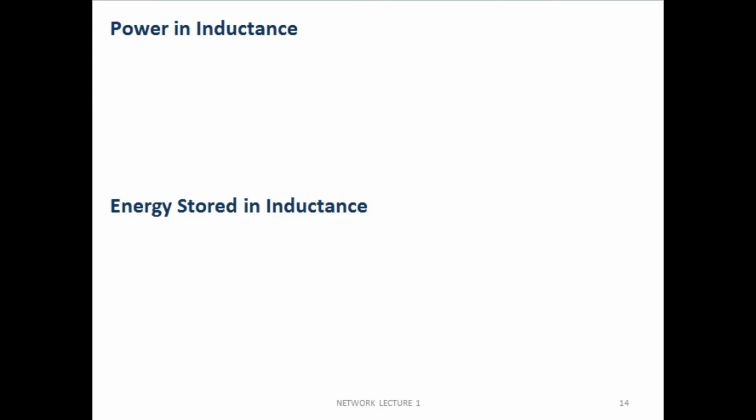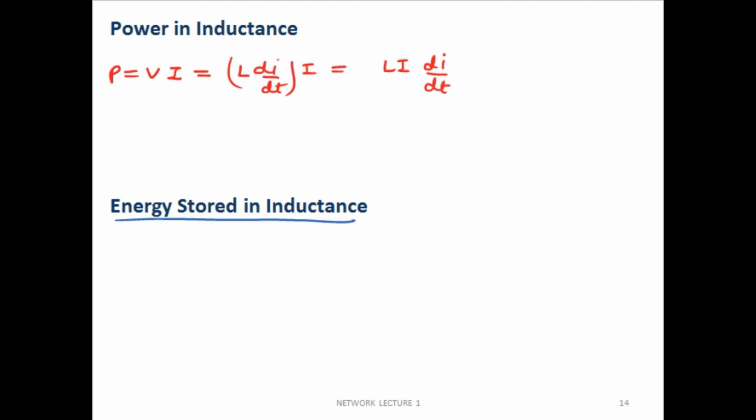Now let us see the power in the inductance. So power is given by V into I. The voltage across the inductor is given by L di by dt, into I. So it will be L into I into di by dt. So this is the power in the inductance. Now the inductor is designed to store energy in the form of a magnetic field. So how much energy is stored inside the inductor is given by the relation half of L into I square, where L is the inductance and I is the current flowing through the inductor. It gives the amount of energy stored in the inductor.